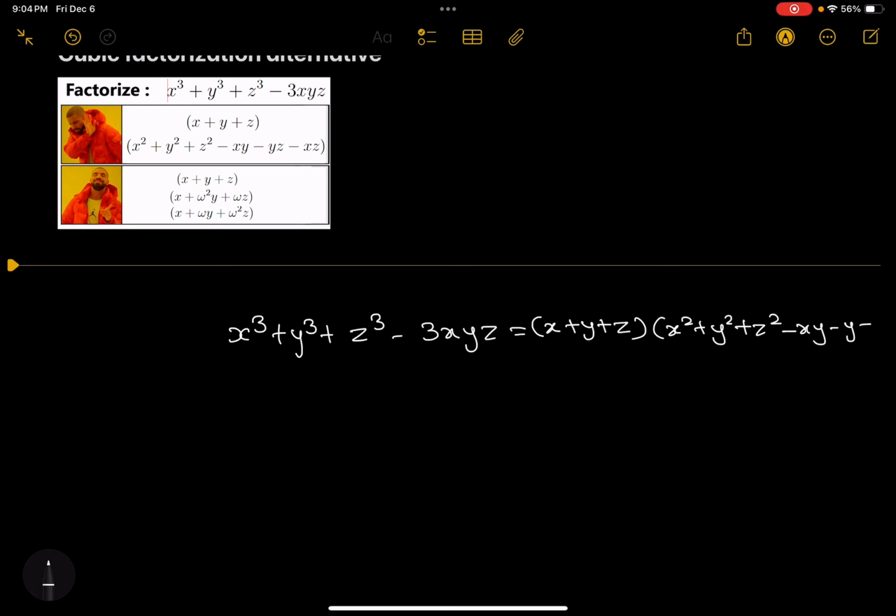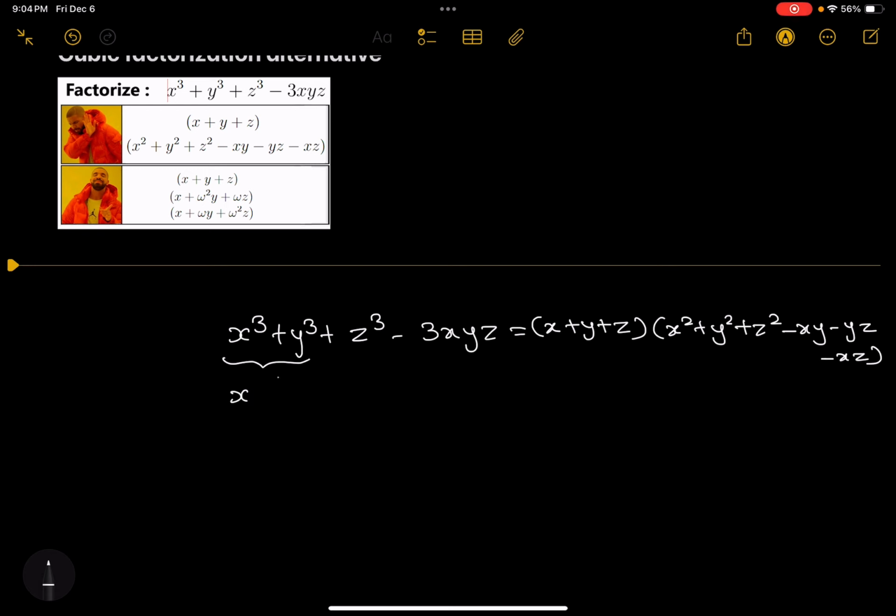So yeah, we have already learned that this thing over here is x plus y plus z times x square plus y square plus z square minus xy minus yz minus xz. If you want to factorize this, the approach would be to first factorize x cube plus y cube, and from there, let me do this as well, because some people might not have been introduced to this one. And then after that we will go with the second one.